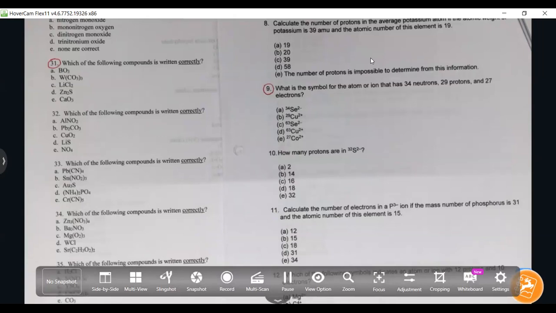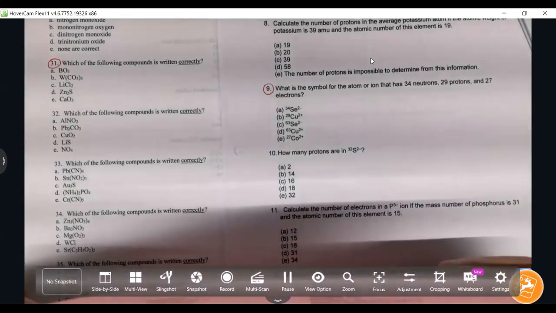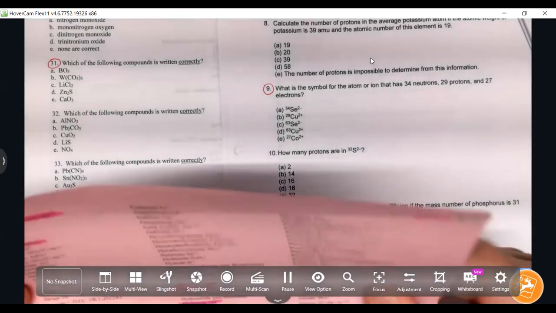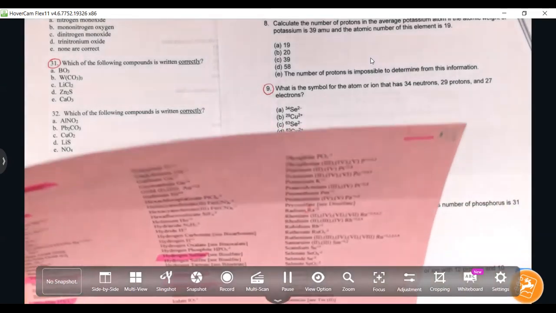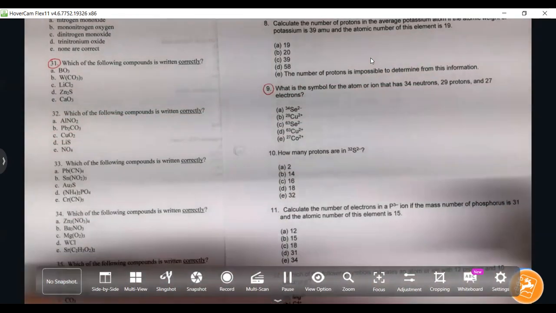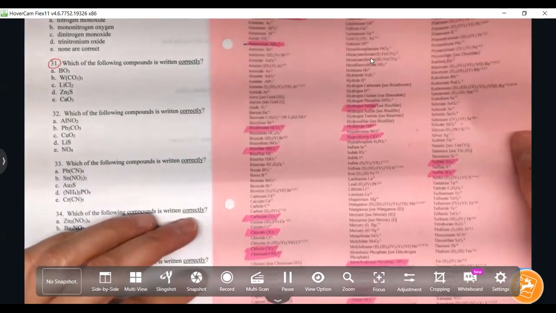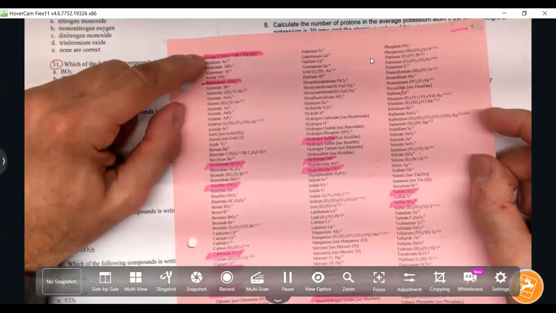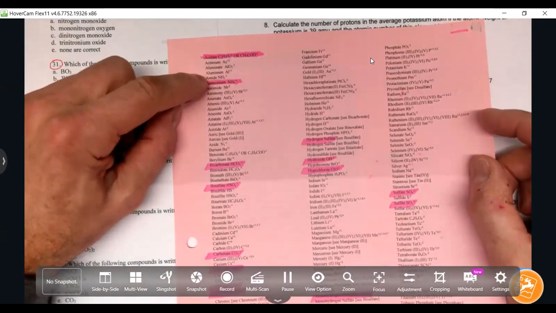All right, let's get this started here, folks. Grab your pink sheet. After talking to my boss, I got in trouble Friday because you have to have the students memorize this. All right, here they come. Grab your pink sheet. I actually used a pink highlighter.